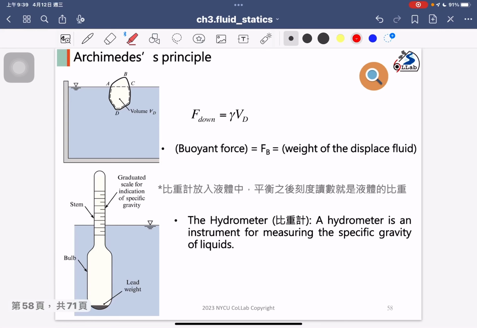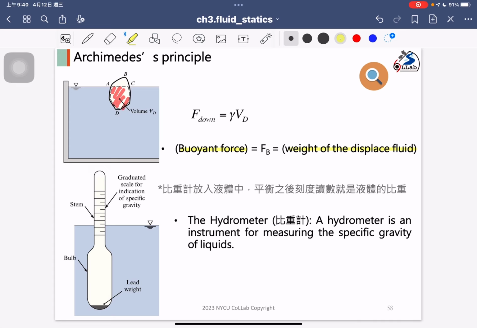So that is Archimedes' principle, right? Even though the body is floating, as you can see on the figure, we only need to consider the displaced volume, and then we can compute the buoyant force. So the buoyant force is equal to the weight of the displaced fluid.